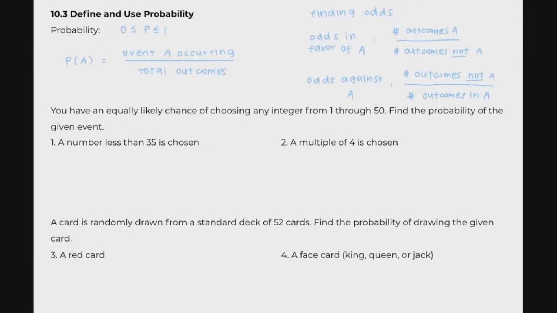So you'll just want to read the questions carefully and determine what you're looking for. If you're looking for probability, you're going to use the first equation. And if you're finding odds, you're going to use one of the other two.